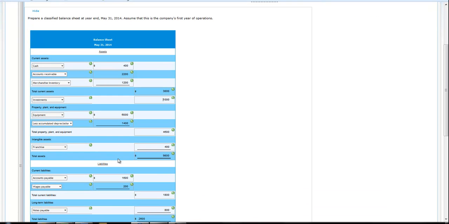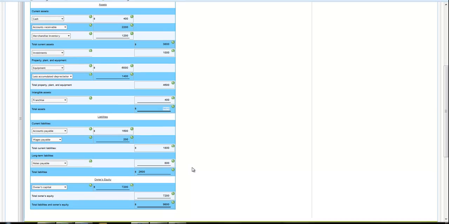Then we have our intangible asset section. The intangible assets are going to be the assets that provide benefit to our company, but we can't see or touch them. A franchise would be an example of that. If we own a business and we're part of a franchise or a chain, it gives us a lead, or a head start, if you will. It's a benefit because of the names and things that are associated with the franchise. So we add our total current assets, our investment, our total property, plant, and equipment, and our franchise, and we come up with $9,800 for our total assets.